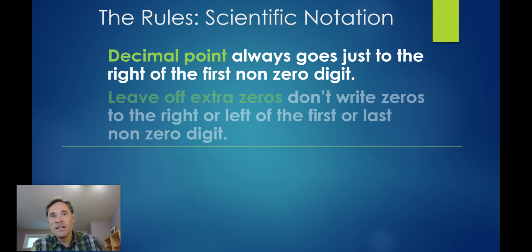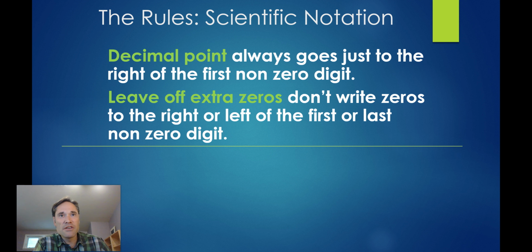The second rule is that when you're writing in scientific notation, we leave off extra zeros. We're trying to simplify this. We don't really want a cloud of zeros around us. So we don't want to write any zero that is to the right or to the left of the first or last non-zero digit. You can look at that again later and internalize that. We're leaving off the zeros on either side of that first or last non-zero digit.